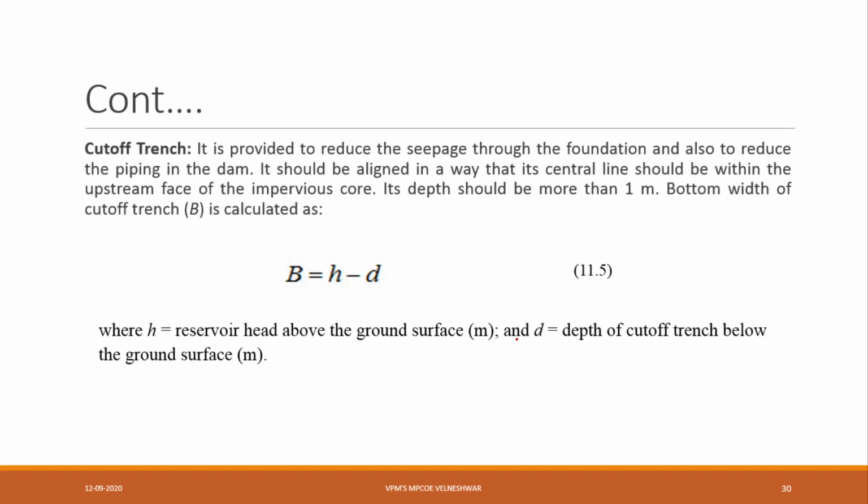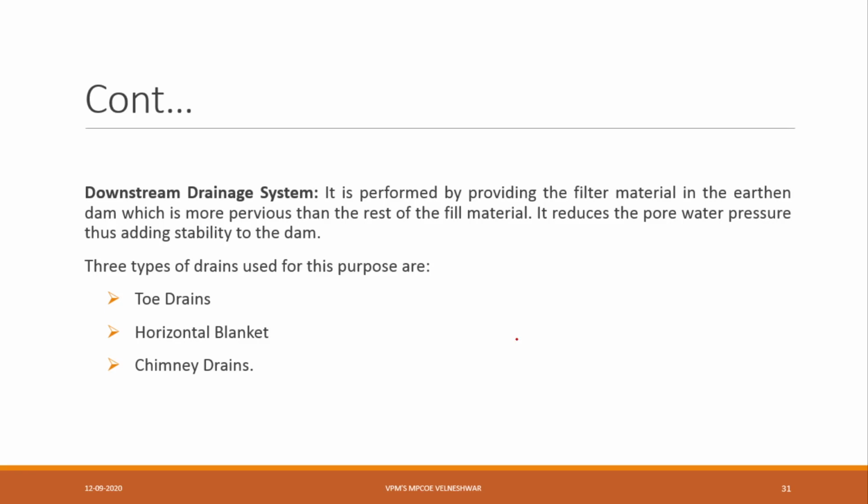To find the cutoff trench width, B is equal to H minus D. Generally the depth will be more than 1 meter. H is equal to reservoir head, D is equal to depth of cutoff trench below the ground surface. Generally this depth more than 1 meter we have to provide. So B is nothing but cutoff trench width, H is nothing but height and D is nothing but depth, how much depth you are providing, so that you will get the overall width.